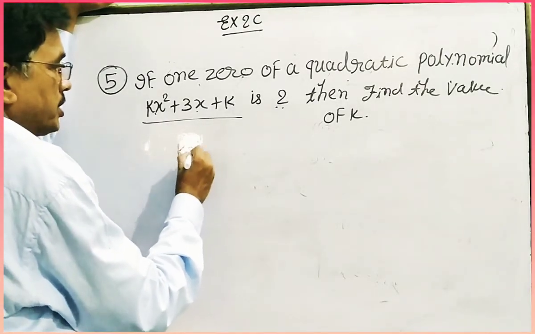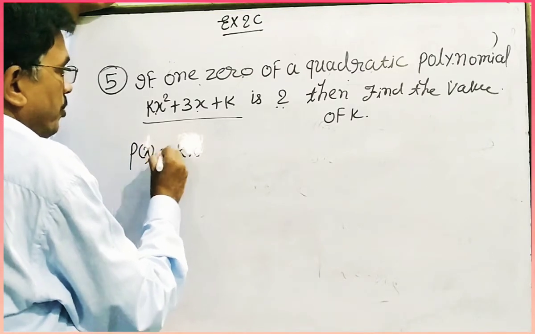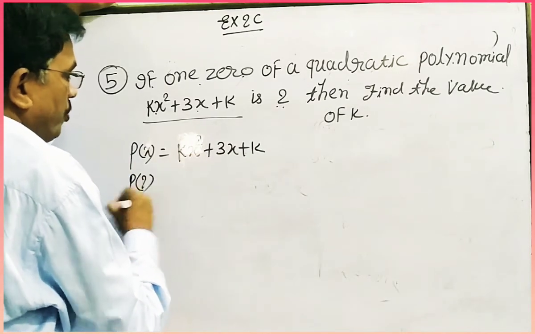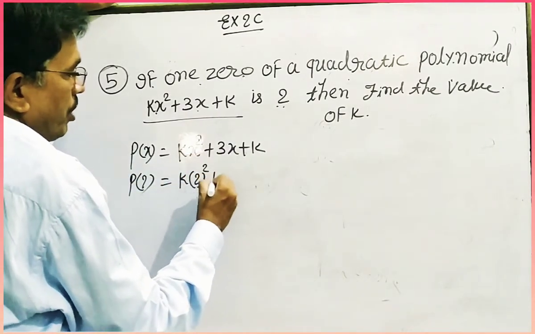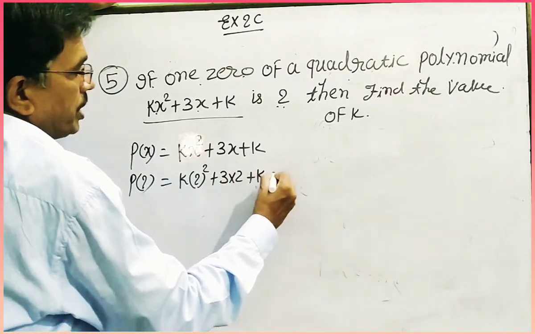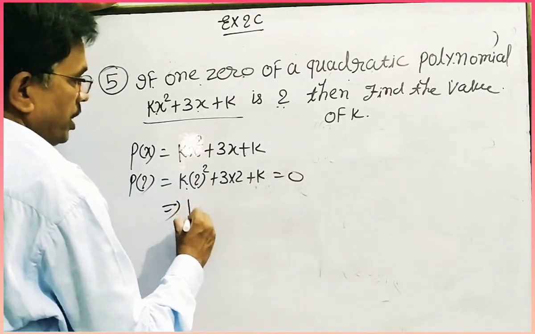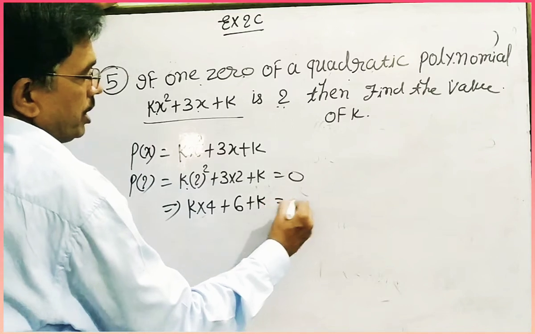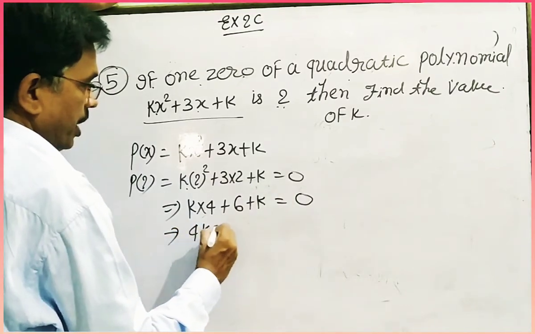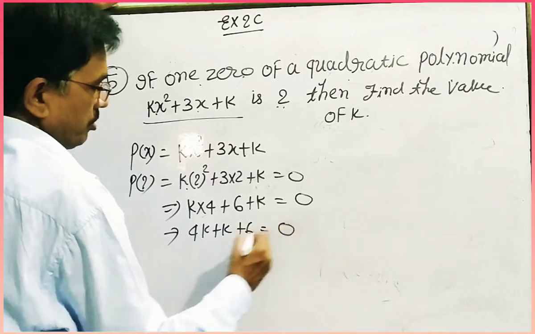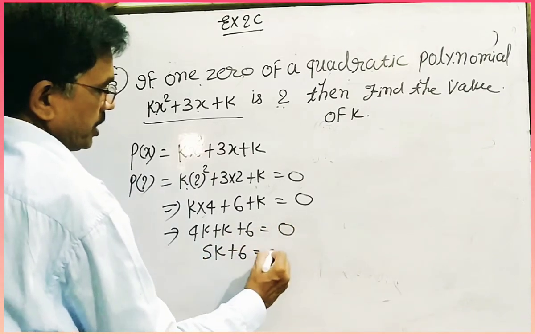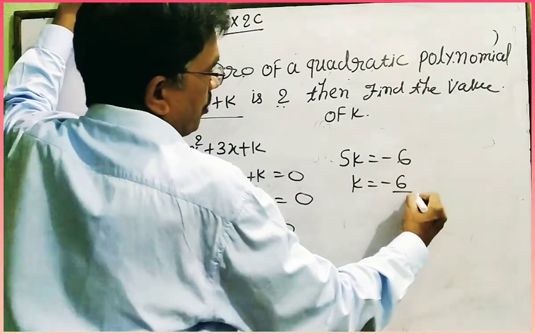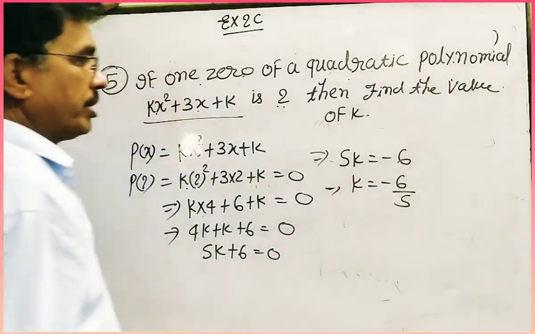So you write polynomial p(x) is equal to kx square plus 3x plus k, and it is right, p(2). Then you write k into 2 square plus 3 into 2 plus k is equal to 0. Then here is k into 4 plus 6 plus k is equal to 0. Then here is 4k plus k plus 6 is equal to 0. It is 5k plus 6 is equal to 0. So 5k is equal to minus 6. Then k is equal to minus 6 by 5. So you can find the value of k.